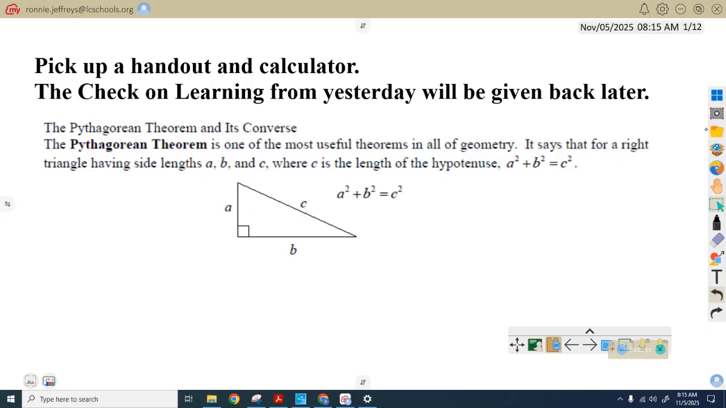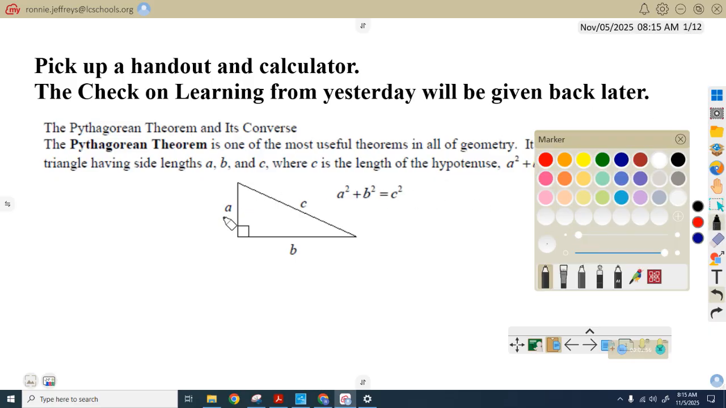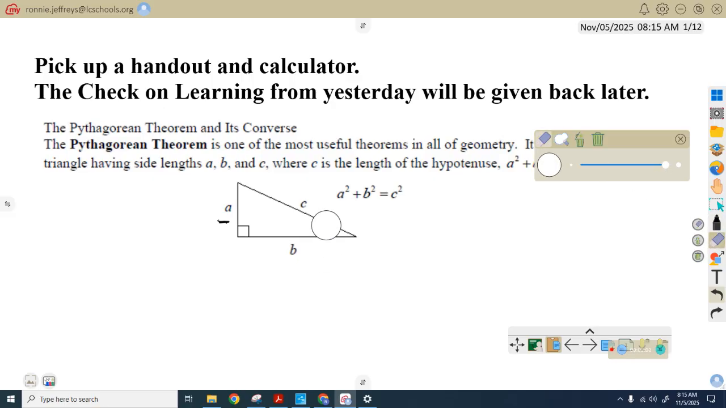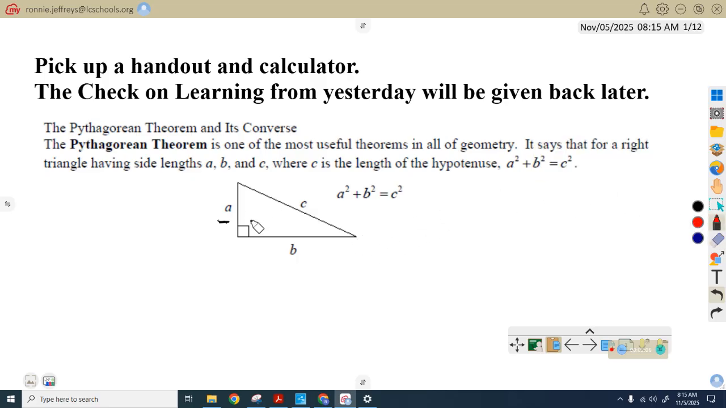Usually A is the little part, and then B is the medium, and then C is the hypotenuse. The hypotenuse is always across from the 90-degree angle. The hypotenuse. The hippopotamus.